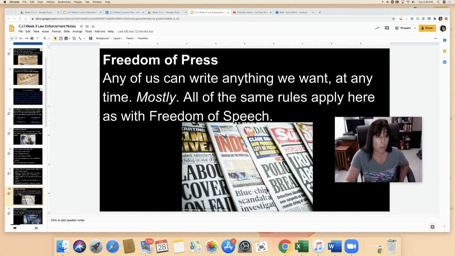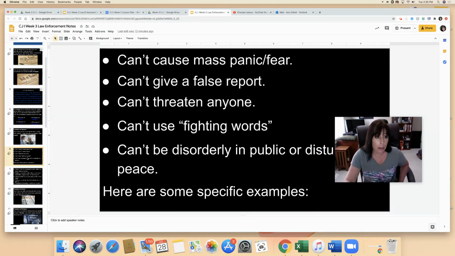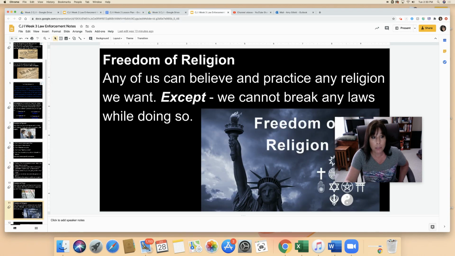So let me just go back a couple here. You can't write a threat out to somebody. You can't give a sworn statement that you know is false. A sworn statement is a written statement. So just take it from verbal and put it into writing, and it's the exact same stuff. So that brings us to our third right and protection, which is freedom of religion.